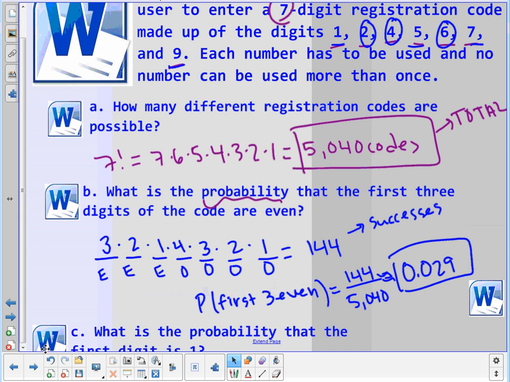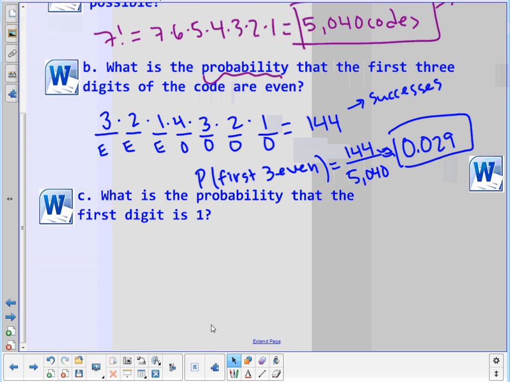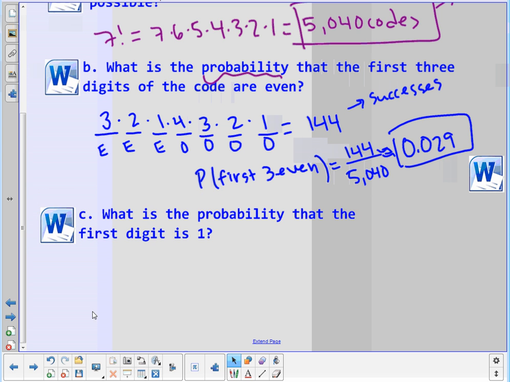All right, again, we're putting the first half of this unit with the second half of the unit. So we've got to refresh our memories on those permutations and combinations and then do the probability. So let's look at part C. What's the probability that the first digit is 6?